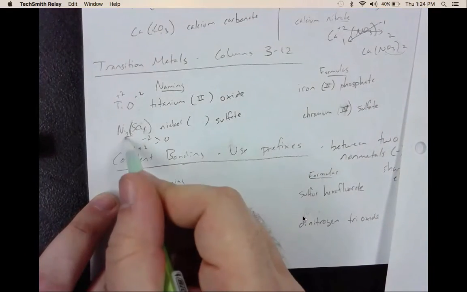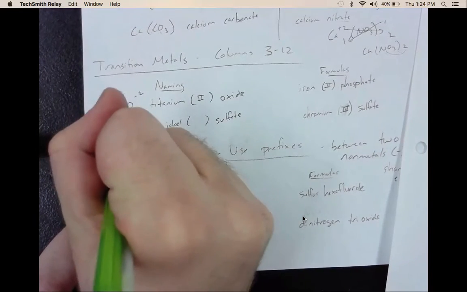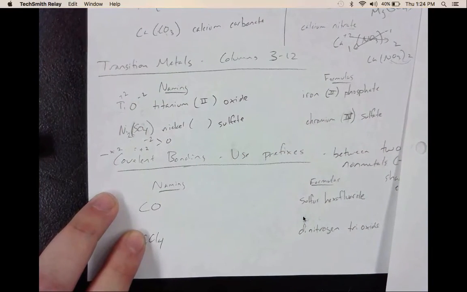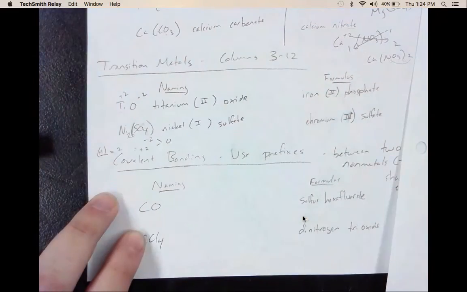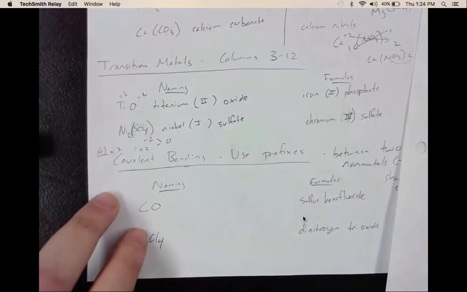So we know we have 2 nickels. What times 2 would give us a +2? The answer is a 1, +1. So then inside the Roman numeral, we put a 1.